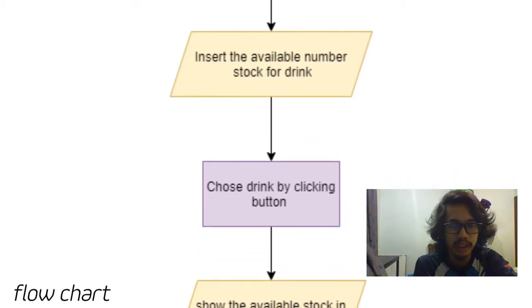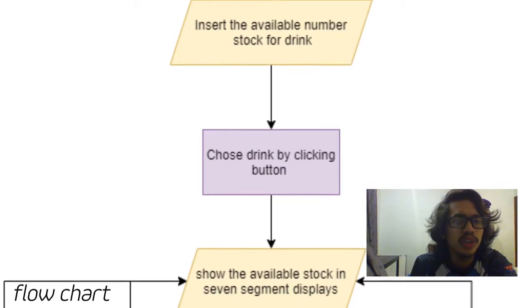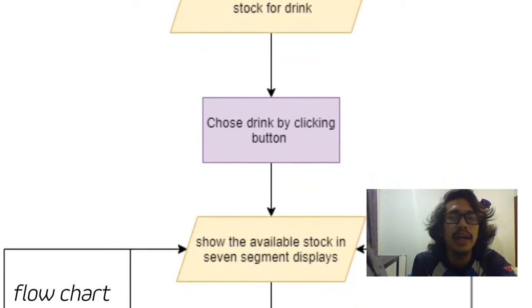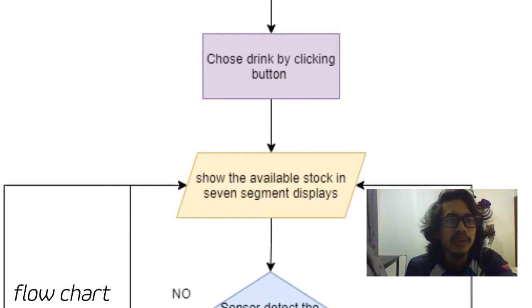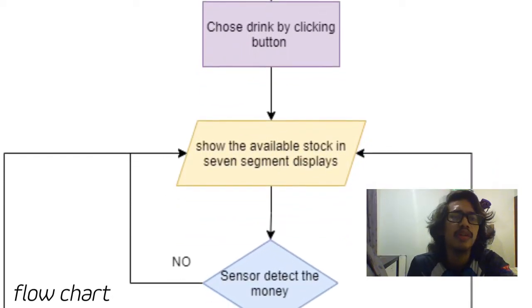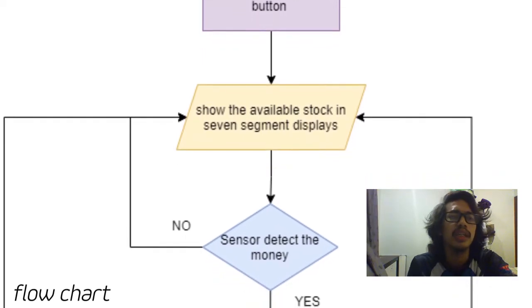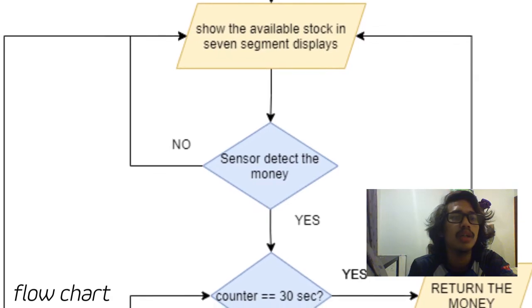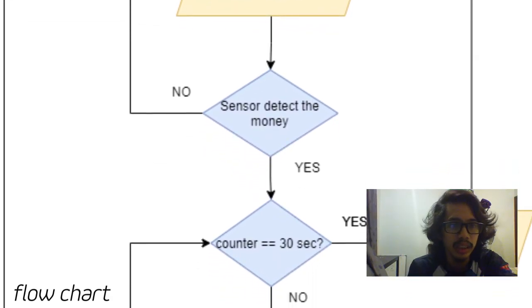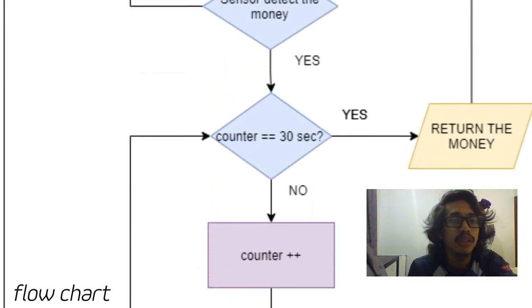For the flowchart, first we insert the number of available stock for drink. After that, we choose a drink by clicking the button related to the drink that we want. Then the 7 segment shows the number of available stock for the drink. Insert money. The IR sensor will detect if money is inserted or not. The counter will start counting for 30 seconds. It stops when there is input from the user.